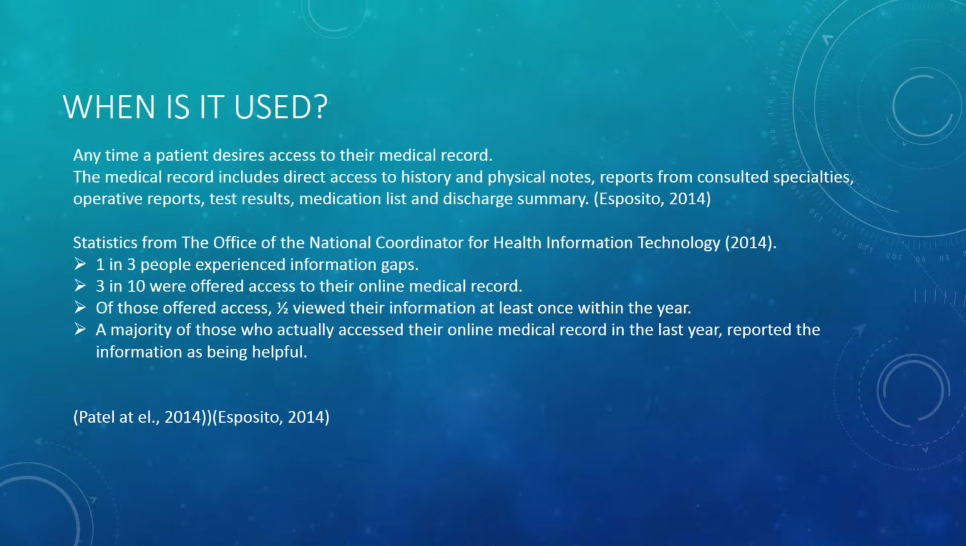So when is it used? An electronic health record is used anytime a patient desires access to their medical record. It includes direct access to the H&P notes, reports from consultative specialties. So if you are sent from the general doctor to a nephrologist or an obstetrician, all these reports would be in one place. Operative notes, test results, medication list, and discharge summary.